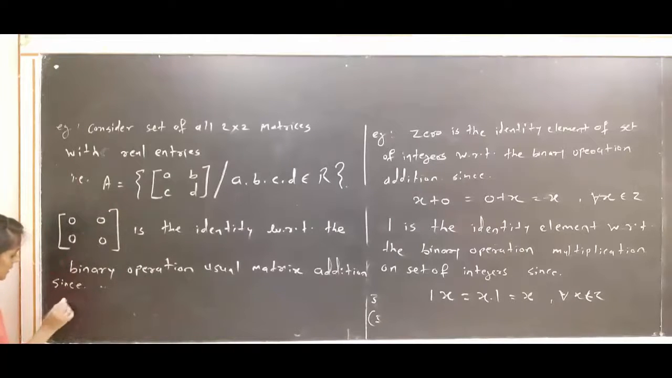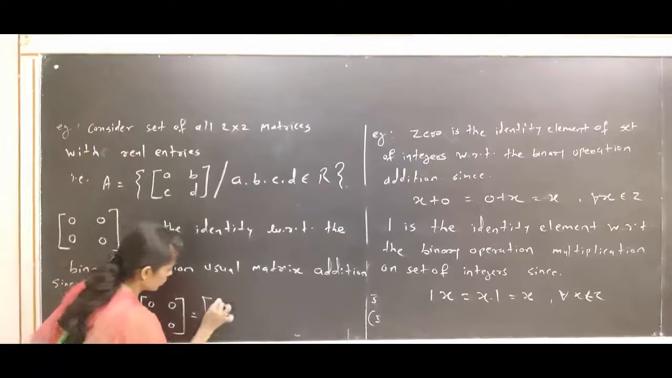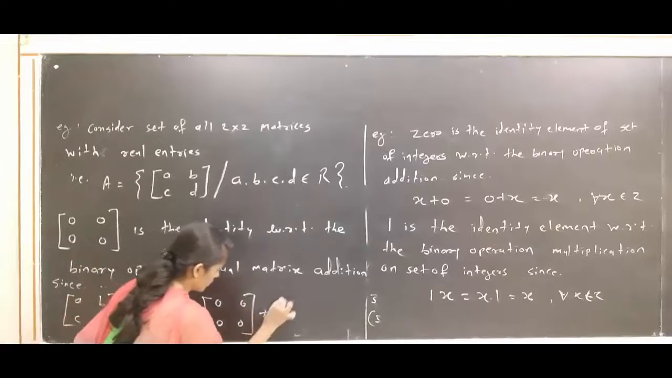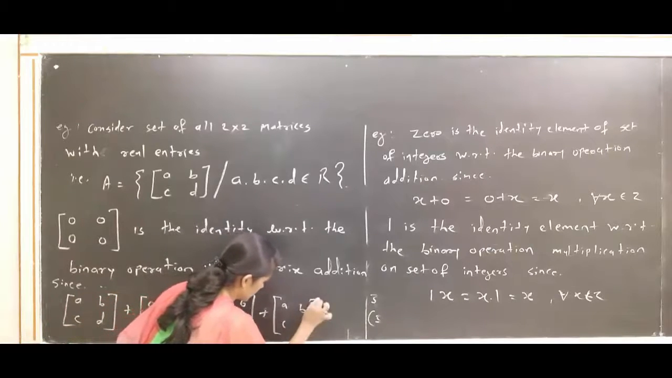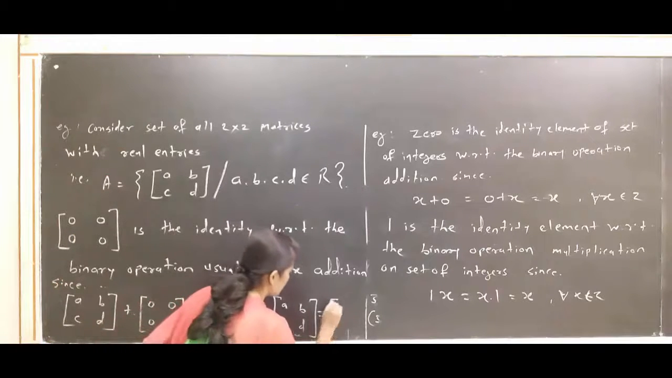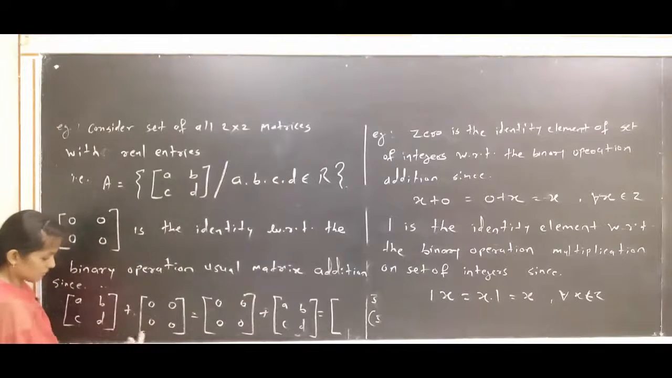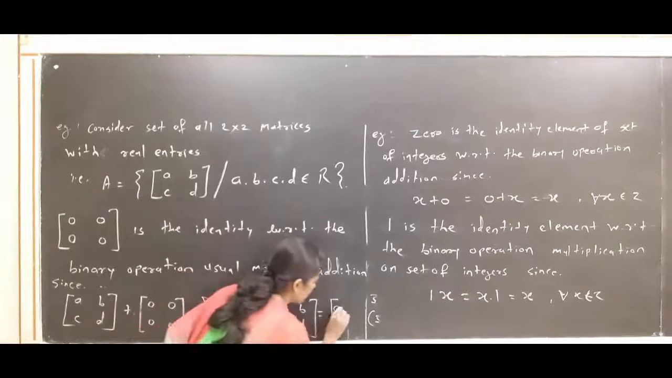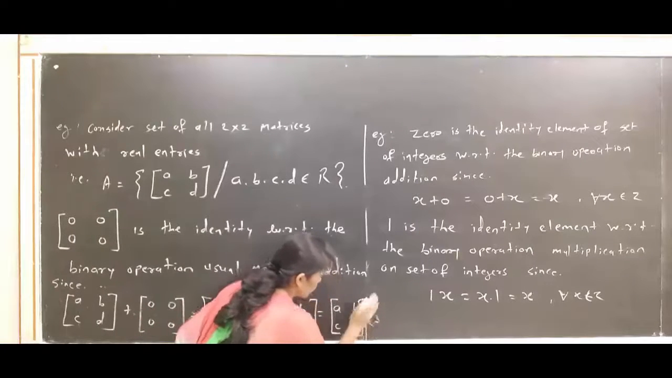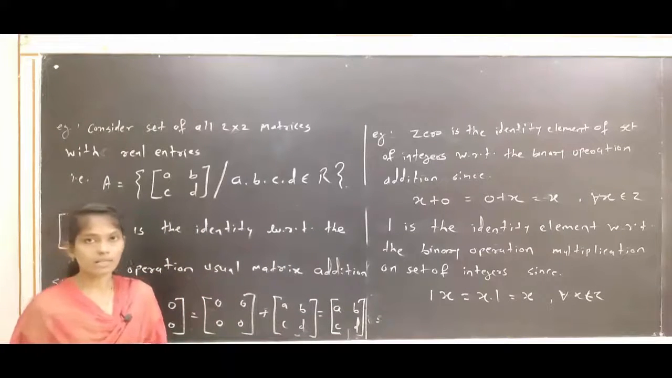Since, see here, if we consider the matrix A, B, C, D, this matrix belongs to the set A, plus 0, 0, 0, 0 is equals to 0, 0, 0, 0 plus matrix A, B, C, D. All these entries belongs to the set of real numbers. So again we get here addition component wise, A plus 0, B plus 0, C plus 0 and D plus 0. So again we get A, B, C, D. So hence 0, 0, 0, 0 is the identity element with respect to the matrix addition.